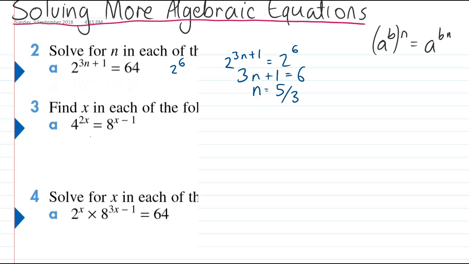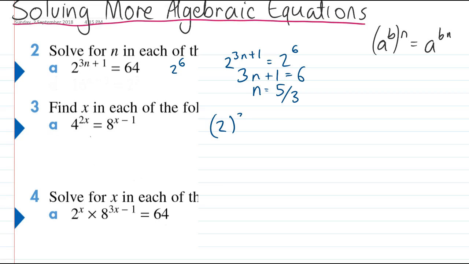Cool. So, next one, same procedure. We've got to get this 8 into something that's the same as the 4. Unfortunately, if you square root 8, you get a number that's not 4, and if we divide 8 by 4, we get 2. What we can do is put both of those as powers of 2, which is the trick in the question. 4 is 2 to the power of 2, 8 is 2 to the power of 3.